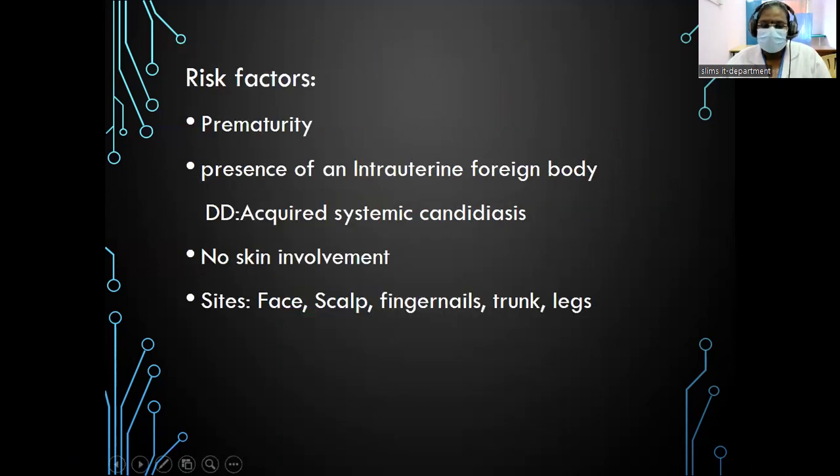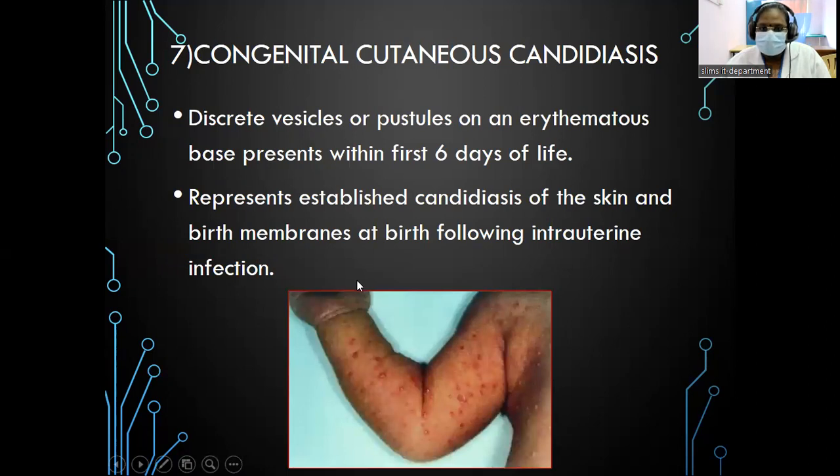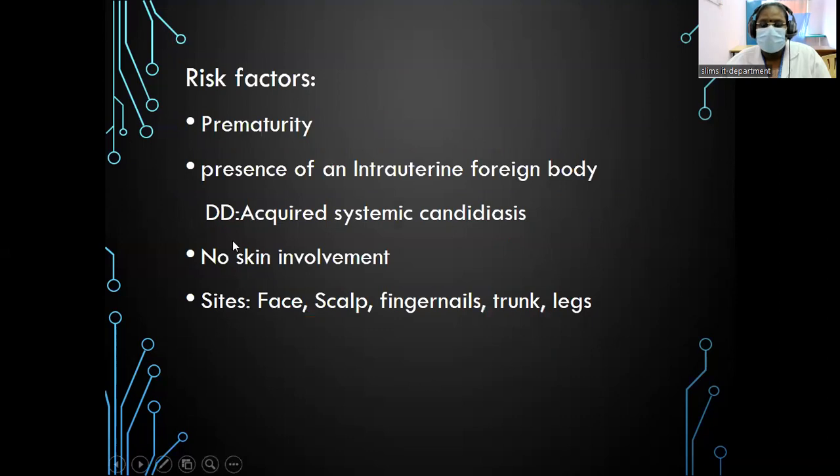Risk factors for this condition are prematurity and presence of an intrauterine foreign body. Sites are face, scalp, fingernails, trunk, leg. The no skin involvement that I mentioned is for acquired systemic candidiasis, but congenital cutaneous candidiasis primarily affects the skin. Skin is involved there, whereas in acquired systemic candidiasis there is no skin involvement.